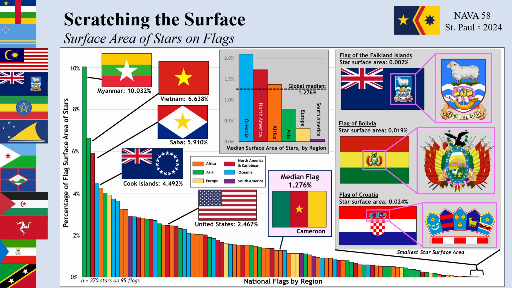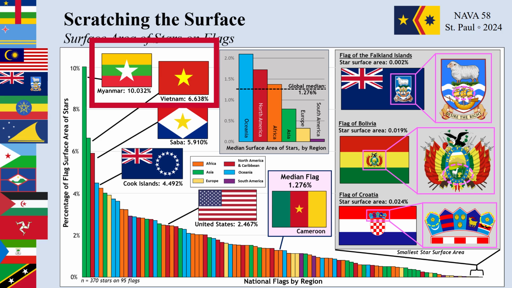I acknowledge there's a lot going on in that slide, so take a moment to breathe. And I left the text off on purpose just because I knew this slide was a little bit overwhelming. Again, I ran this on all 370 stars and 95 flags. The surface area of stars on flags ranges from 0.002% to 10.032%. I will note that I was surprised at how low the numbers were.